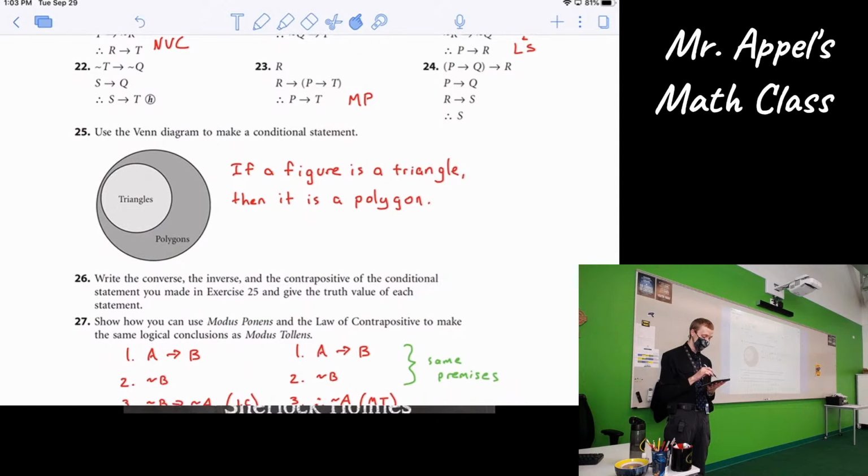All right, 25 then. From the Venn diagram, you could say if a figure or if a thing, if something is a triangle, then it is a polygon. That's one way to write it. That's not the only way. You could, of course, write the contrapositive. If something is not a polygon, then it's not a triangle. That would work too.